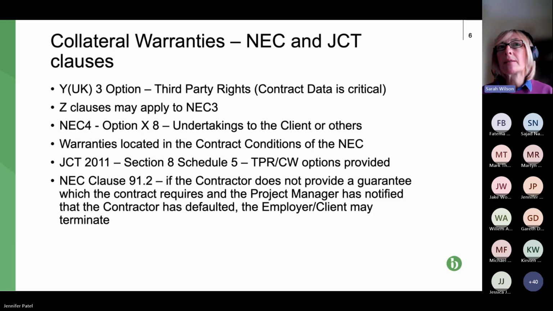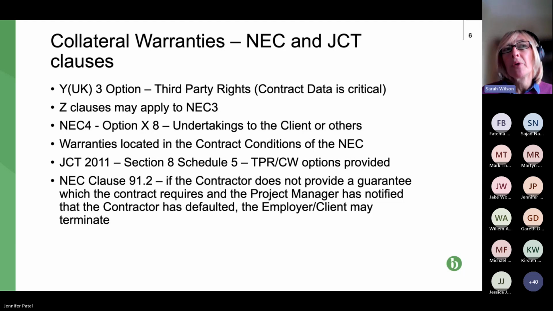Now, in my experience, the Third Party Rights Act isn't well used. Typically, I am told the funders, so the banks, etc., don't really like it very much. They like to have their collateral warranties. So we're still in a position where we're providing collateral warranties.